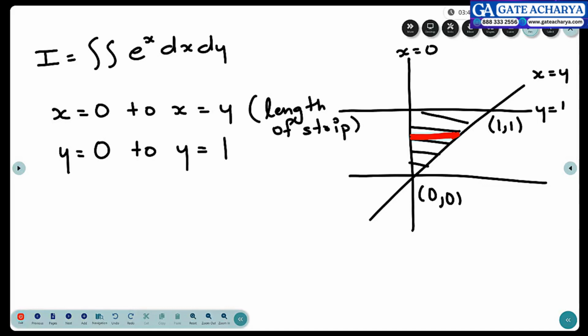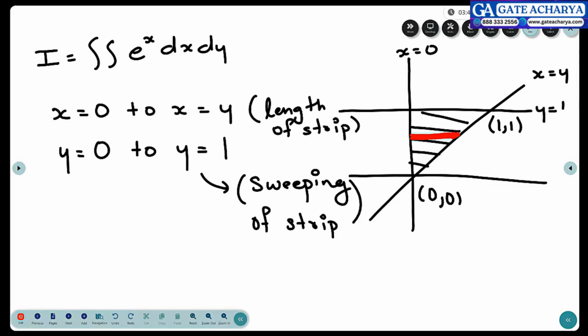Who is the outer limit? The sweep of the strip, that is, the sliding of the strip, is the outer limit. Sweeping of the strip, that is your outer limit. The outer limit should always be a constant. The outer limit should not be a variable. If it's a variable, you have made some mistake. Okay, is that clear?